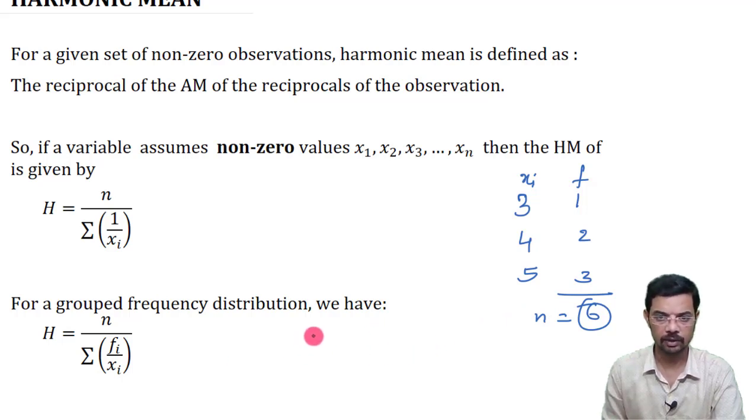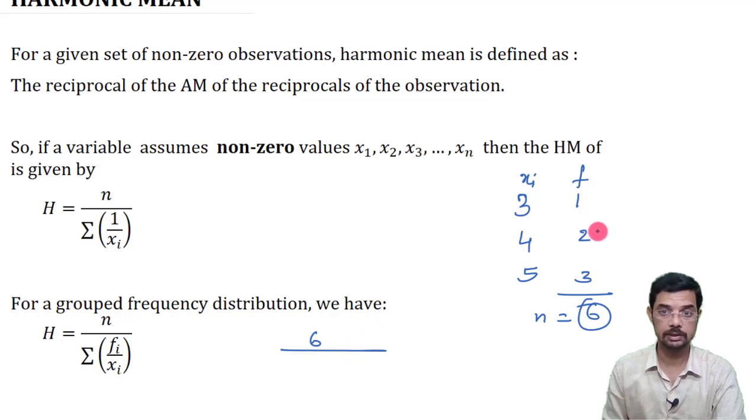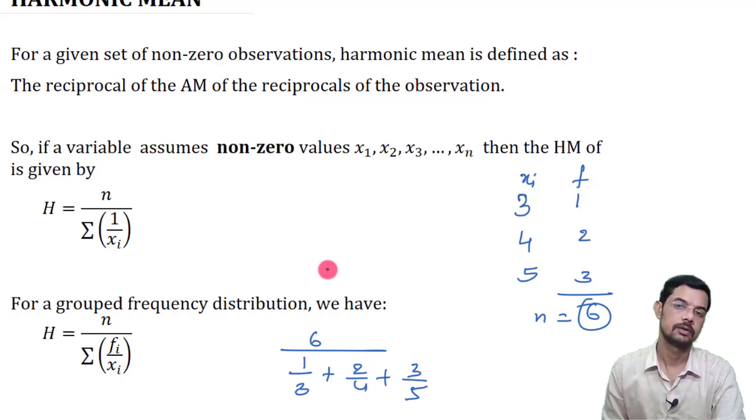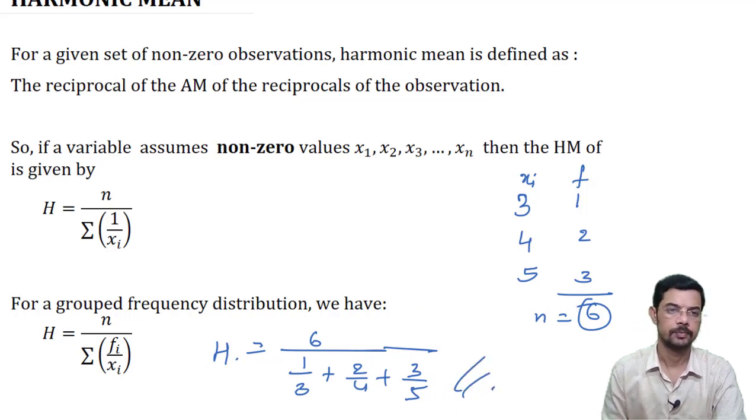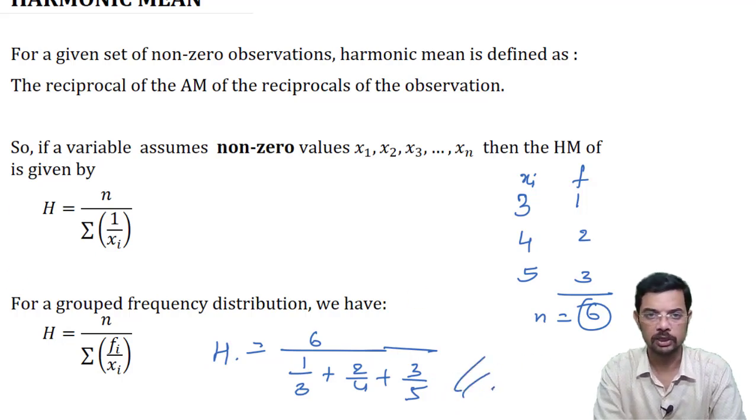So what we have here is 6 divided by the sum of frequency times the reciprocal, that is 1 by 3 plus 2 by 4 plus 3 by 5, frequency by xi. This is your harmonic mean. When you calculate this, you get the harmonic mean. Okay, so that's it. Next, we shall discuss some properties of harmonic mean.